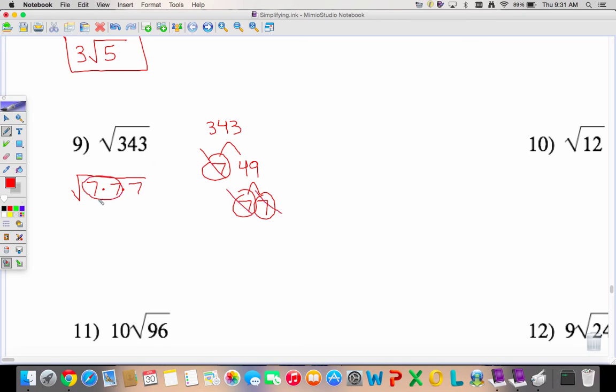Okay, so I wrote down all my prime numbers. There's nothing left. You look for your pairs. I have a pair of 7's right here. So 7, cross that out. Square root. I have a 7 left underneath the square root. Nothing I can multiply, reduce here. So the square root of 343 simplified is 7 square roots of 7.